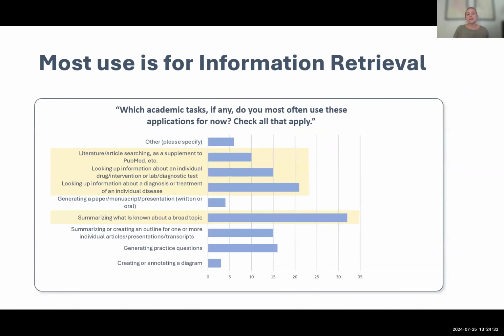But in addition to understanding which of these applications were being used, we also wanted to find out what tasks they're being used for. So while we certainly saw some usage for task-based prompts, like generating practice questions or annotating a diagram, the data shows that the majority of students are using these resources for information retrieval. That's things like literature searching, generating summaries of topics, or getting more information about a particular disease or diagnostic test.